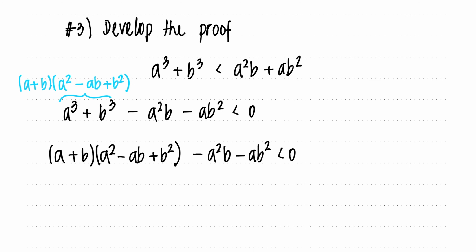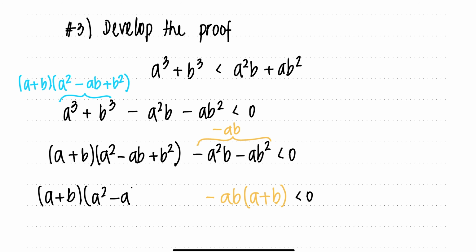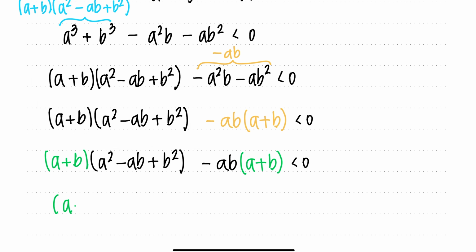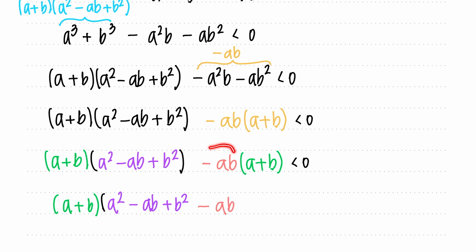So there we go. And also, from these two terms, we can factor out a negative ab, meaning that we're going to get negative ab over here times a plus b. And we can just copy this portion right here. Now, what else can we do over here? We can factor out an a plus b from each of these terms. So we're going to get a squared minus ab plus b squared, which, by the way, comes from here, minus ab, which comes from here. And this, according to our assumption, should be less than 0.